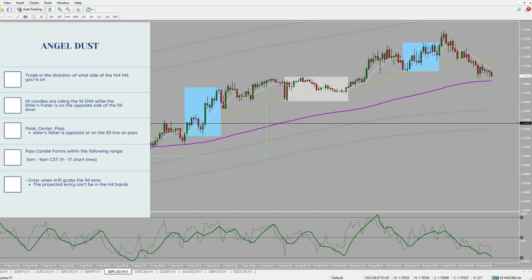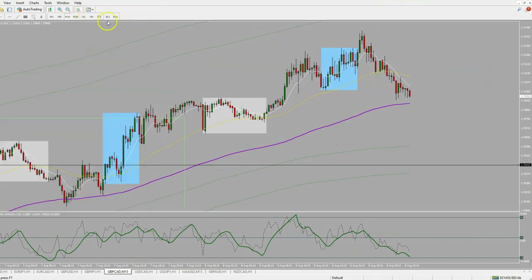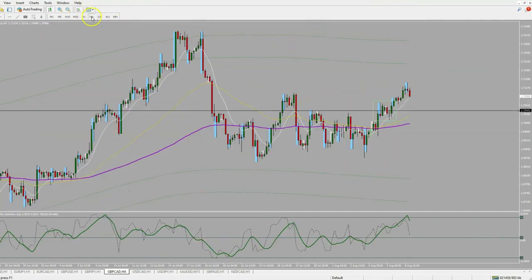Now, as you see, there's a sub note under that where it says enter when M15 grabs the 50 EMA. And the sub note says the projected entry can't be in the H4 bands. All I mean is, before you take an entry, go to the H4 time frame, and clearly this one's nowhere near being in the bands, but let's just say when you were about to take the entry, you got on H4 and price was right here in the middle of the bands or just inside the bands. At that point, leave that mess alone.